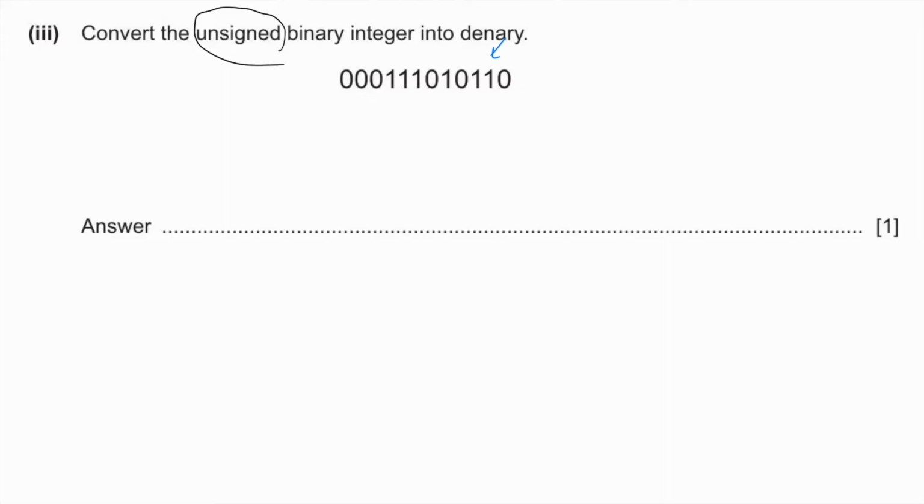So I'm going to go ahead and write this out with some space between the digits. So I'm going to write out 0, 0, 0, 1, 1, 1, 0, 1, 0, 1, 1, 0. Okay, we're going to go ahead and write out our powers. So we're going to write 2 to the power of 0, 2 to the power of 1, 2 to the power of 2, 2 to the power of 3, 4, 5, 6, 7, 8.